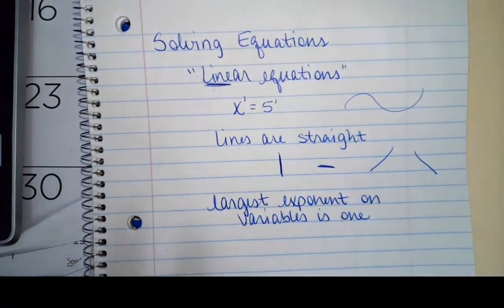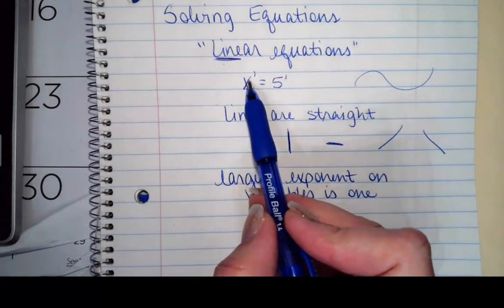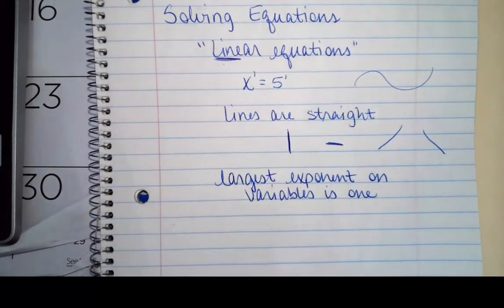And we're not going to do any fractions in our exponents. We're not going to do any decimals in our exponents. And we're not going to do any negatives in our exponents. So really the only options that you have for an exponent in this section are 0 and 1. Okay, so I'll know it is linear based on the fact that the largest exponent I have is a 1.